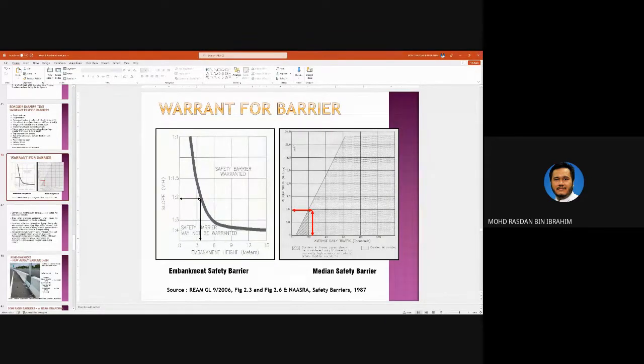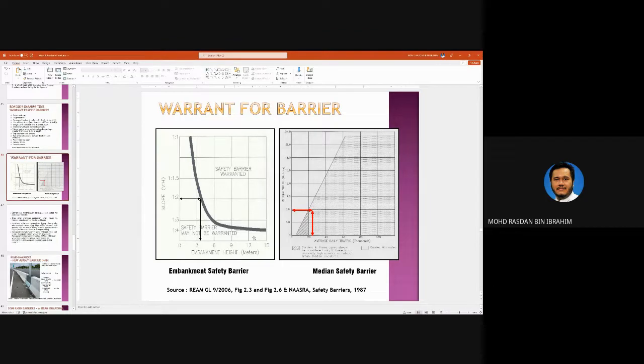When the median is small, you can see there is a higher possibility that you're going to need barriers, depending on the average daily traffic. If the AADT is small, you also can avoid the need to construct a barrier, something like that.